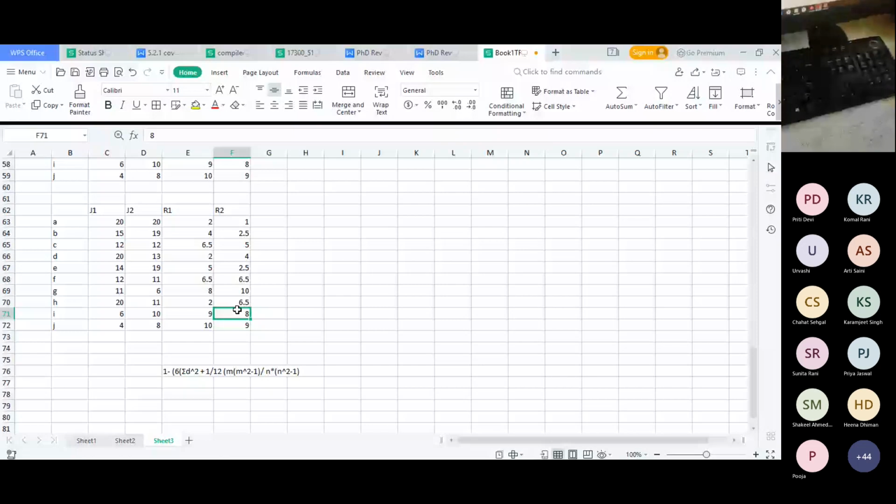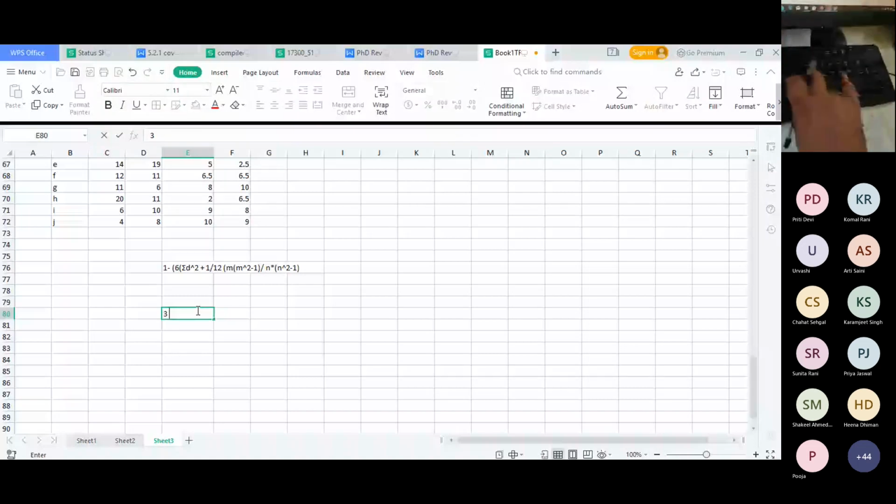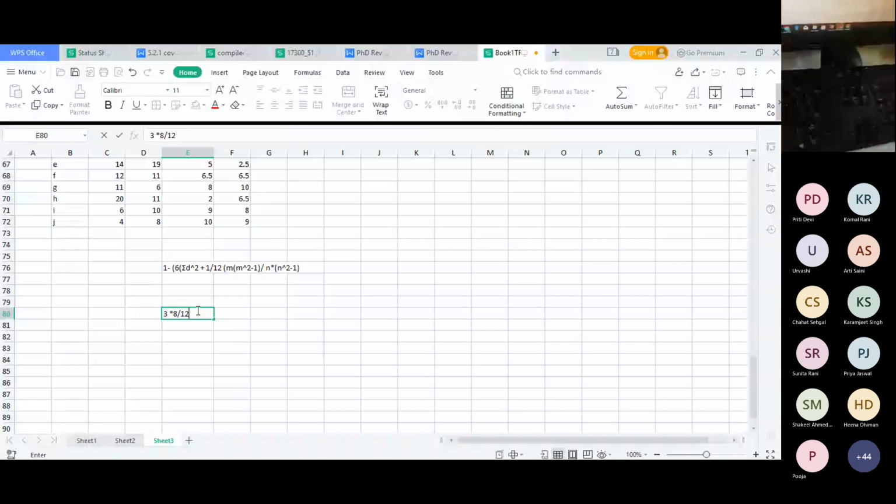Fine. So if we calculate the correction factor individually, it is 1 by 12 into M1 into M1 square minus 1. So M1 value for the first factor is 3 multiplied by 3 square minus 1, which is 9 minus 1, 8. So 3 into 8 divided by 12 is the correction factor, which is 2.